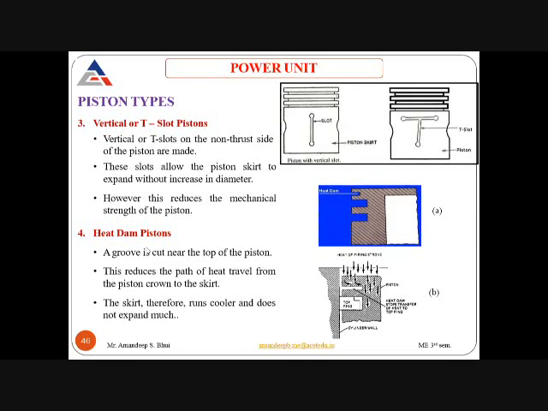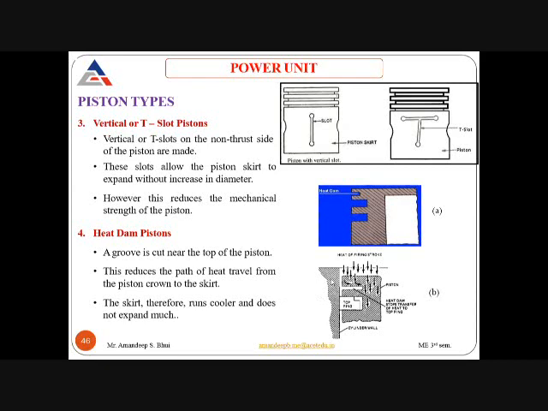The next type of piston is your heat dam piston. In this, a small groove is cut between the first groove, that is the compression ring groove, and the top land of the piston. There is this groove that is cut between the top of the piston and the compression ring groove. So there is this slot that is cut. Now this reduces the path.